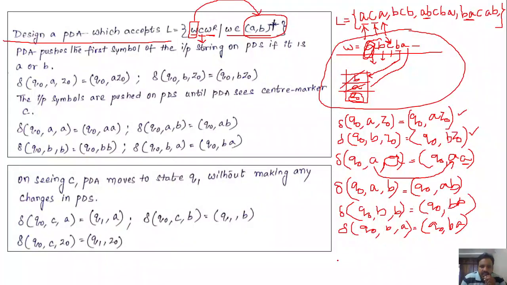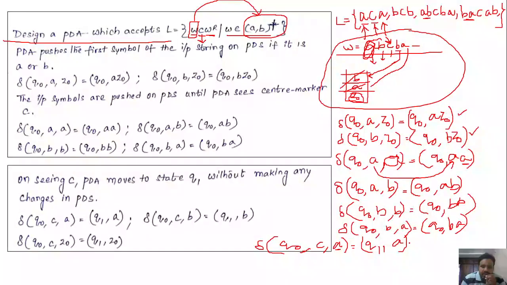Okay, then the moment when you see C in q naught, if you see the symbol small c in the input, and the stack content is A, then you go to the state q1 and you have to push that A onto the stack, right? The stack content A onto the stack. That means whatever the top of the stack that you have taken with respect to the input symbol C, that has to be pushed back.